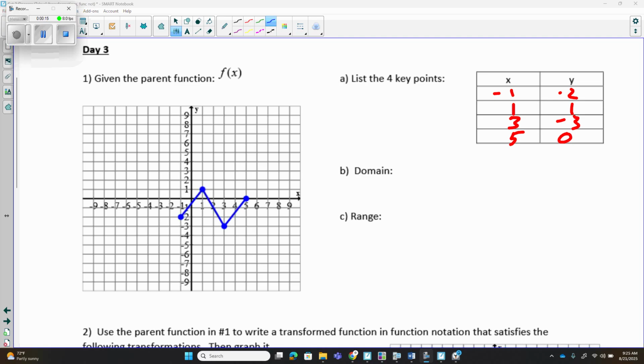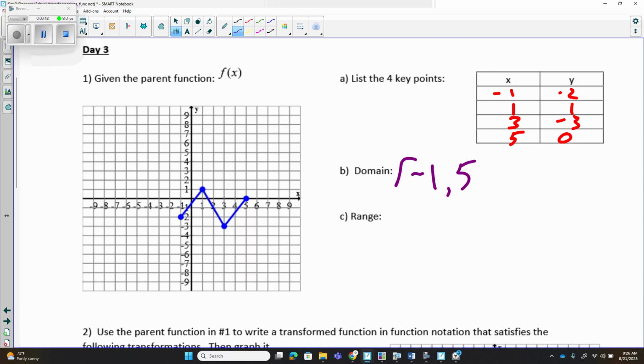All right, so in this class, we are now going to transform this new parent function. Those are the parent function points. What is your domain for this function? I heard -1 all the way to over yonder. How wide does it go? 5. It goes all the way to 5.